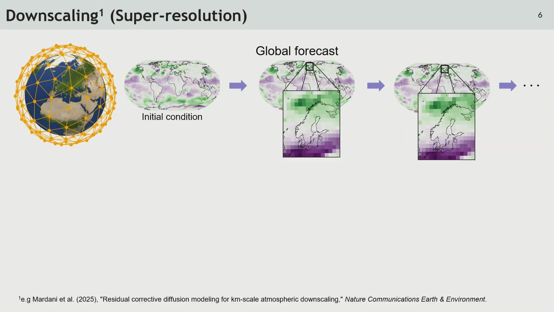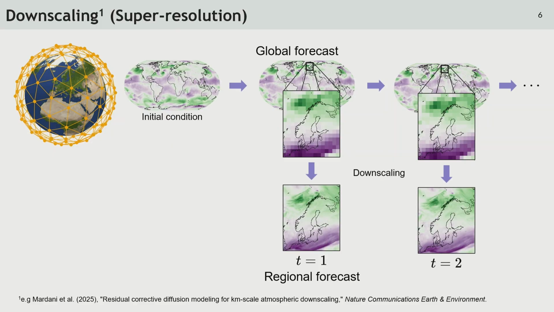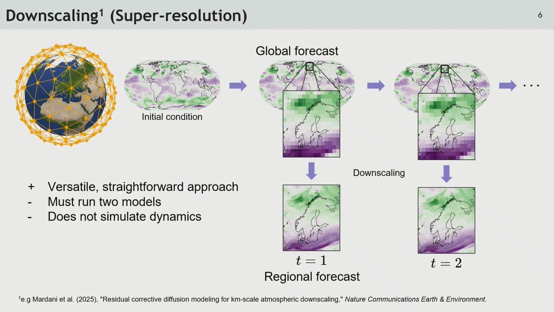So then we could apply a second AI model here to perform the downscaling, to try to go from this coarse representation to a high resolution forecast, really filling in all of these details that we are interested in. So this is a quite versatile and somewhat straightforward approach because it's this kind of image-to-image problem that we're used to in many situations. But a potential downside maybe is that we here must run two models, both the global forecasting one and the downscaling one.